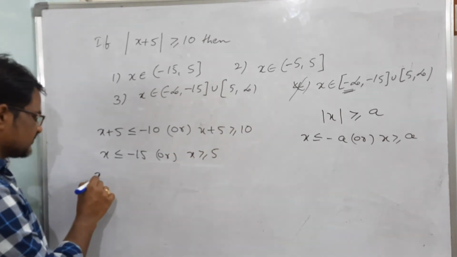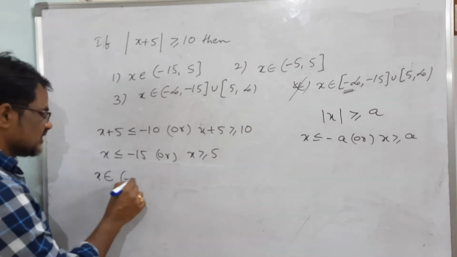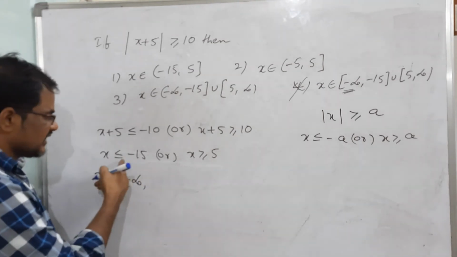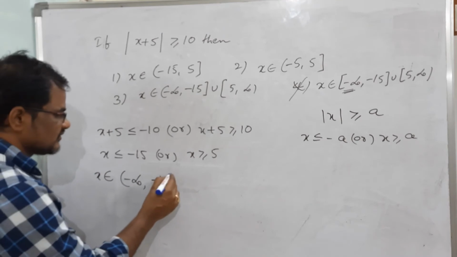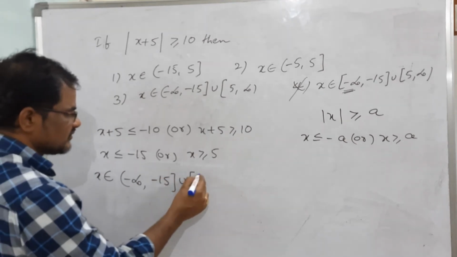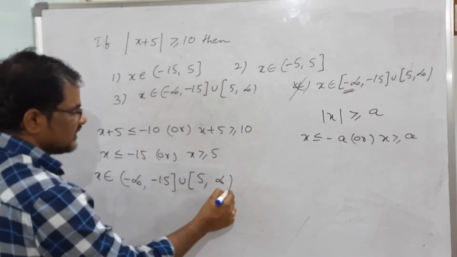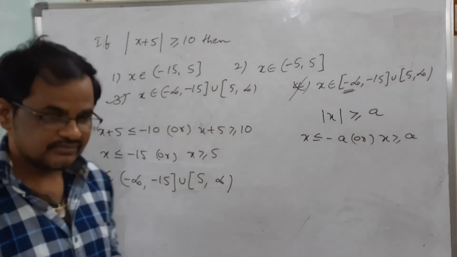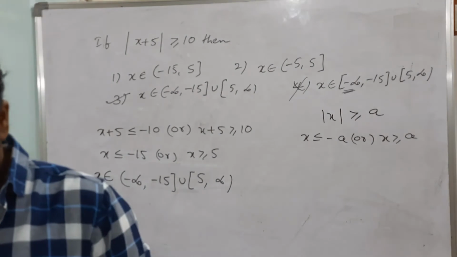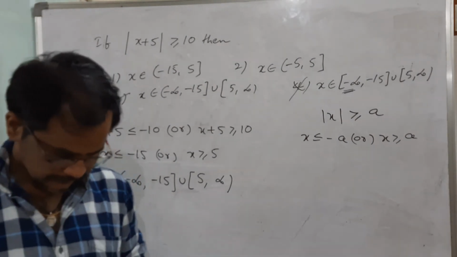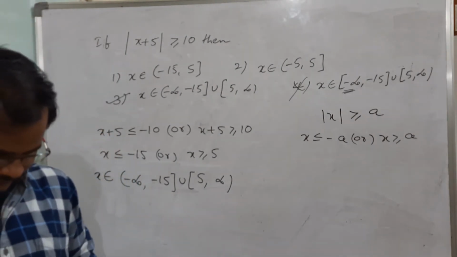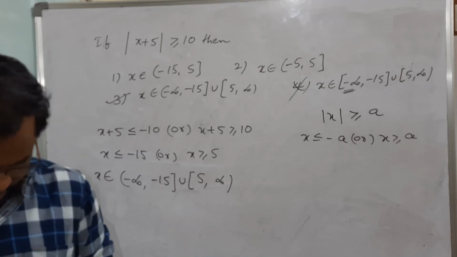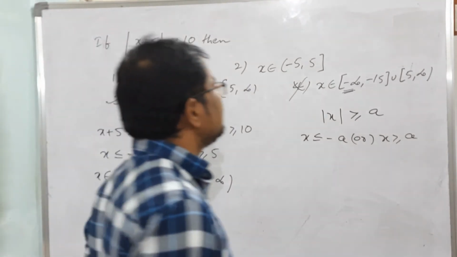In terms of intervals, how to write? x belongs to open interval minus infinity, and here equal to is there, so close interval, minus 15, union close interval 5 to open interval infinity. This is our correct answer. So that's why this is the answer. Right, next problem.